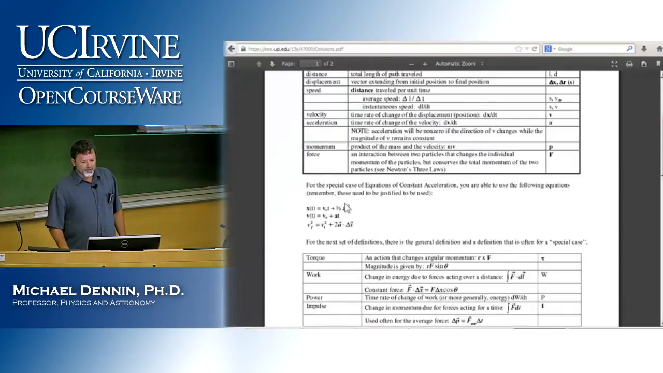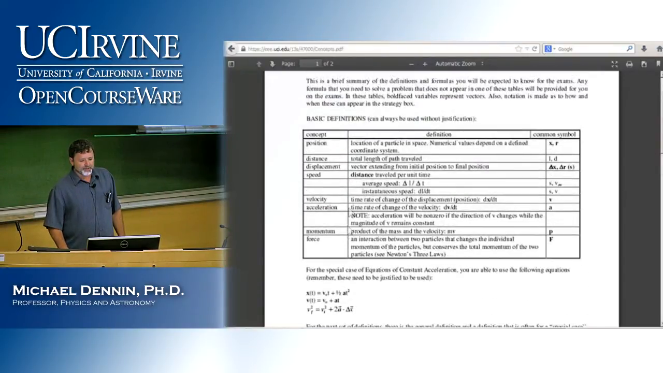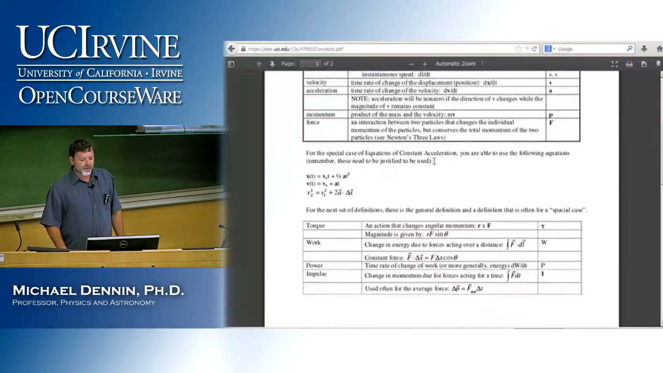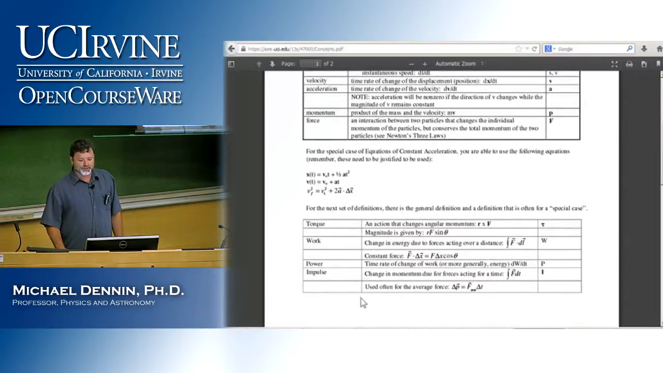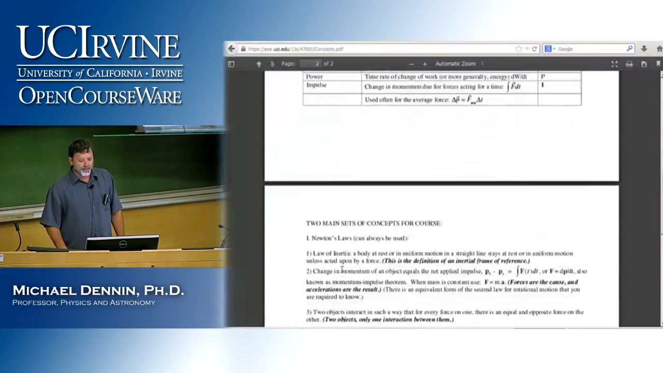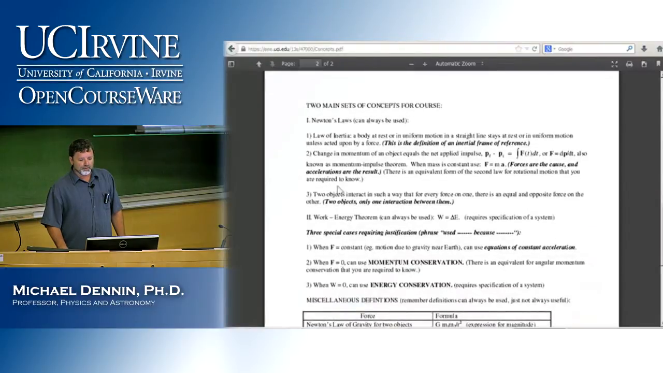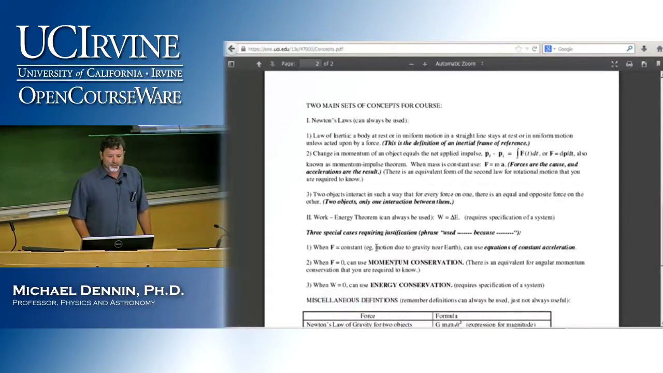And if you notice, it very nicely tells you basic definitions can be used without justification, but if you use them, you're going to write, I use the definition of in my strategy. Another set of definitions. If you use one of these concepts, you will write, I use the definition of torque, work, power, impulse. They are 2 main concepts for the course. We also have conservation of momentum in there.